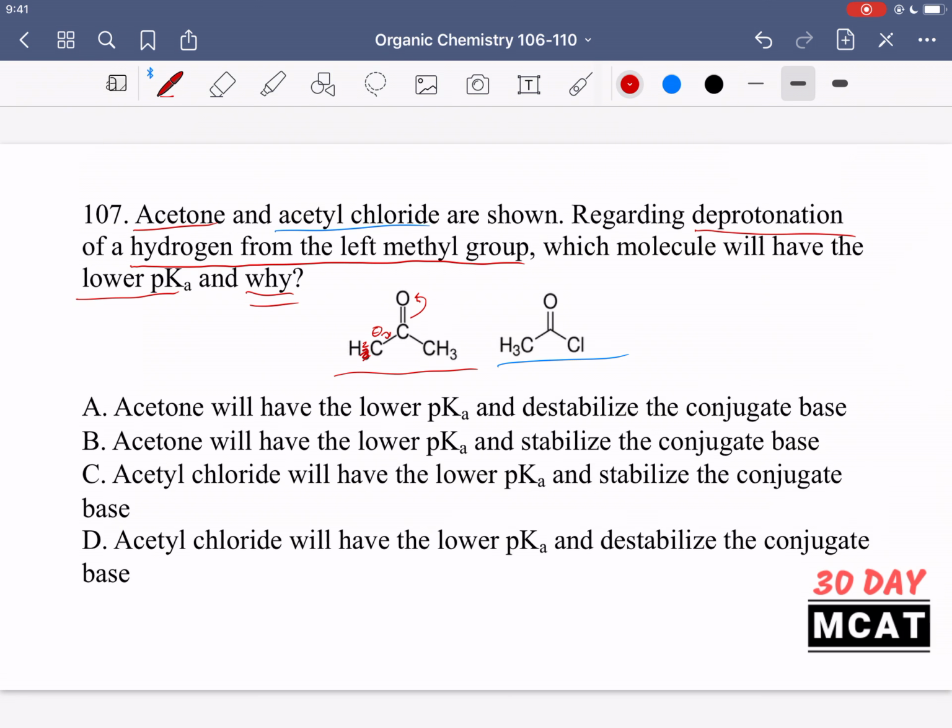Option A is saying acetone will have the lower pKa and it'll destabilize the conjugate base. That doesn't make sense. If you have destabilization of the conjugate base, why would you have a lower pKa? And also acetone is not the right one. Similarly, B is also removed. C is saying acetyl chloride will have the lower pKa and it will stabilize the conjugate base. That's true. D is incorrect because it's saying it will destabilize the conjugate base. If you destabilize it, then you wouldn't have the lower pKa. So if you understand what we're talking about when we're talking about high versus low pKa, you should know that D is an incorrect answer and C is the complete answer.